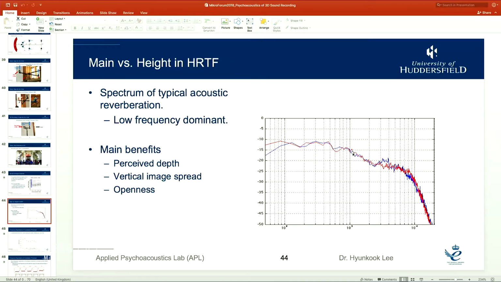With reverb signals, usually they have quite dull characteristics compared to source signals. The typical spectrum of reverb is like this. You have this high frequency roll-off characteristic. So you can't really expect the reverb signal presented from high speakers to be localized up there. It will always be localized somewhere around the ear height or even lower sometimes, depending on the spectrum. So what the high channels can really add with the reverb signal is not the localization of the high speaker. It's more the perceived depth, the openness and the impression of being there. It's not about the actual height of the image. It's about the vertical extension of the ambience image and the addition of perceived depth.